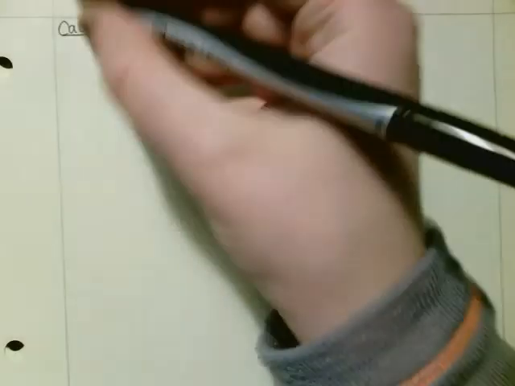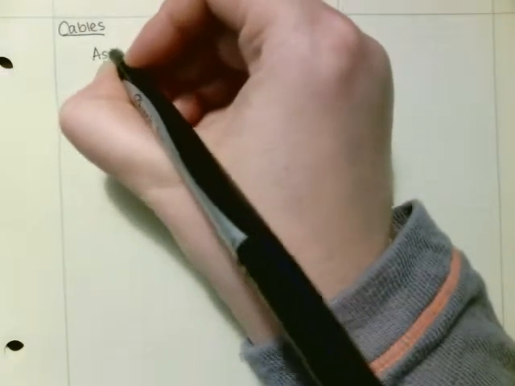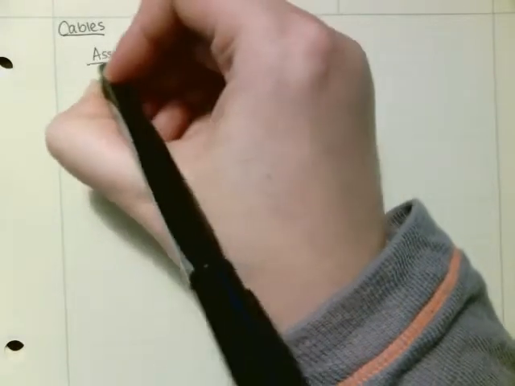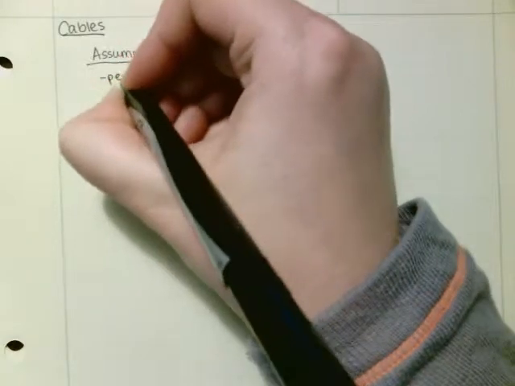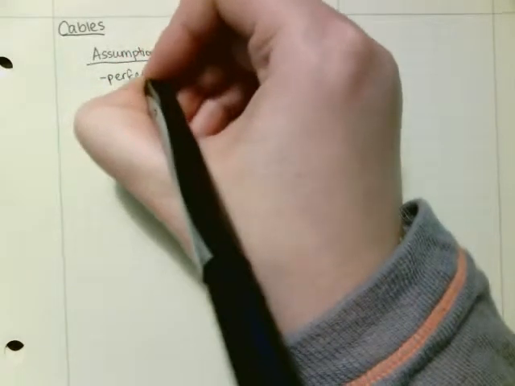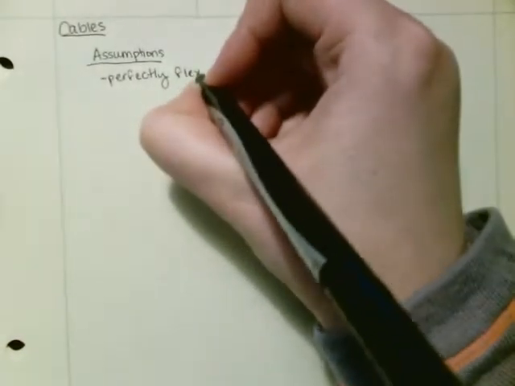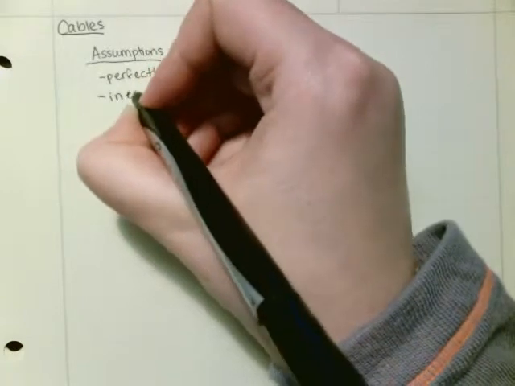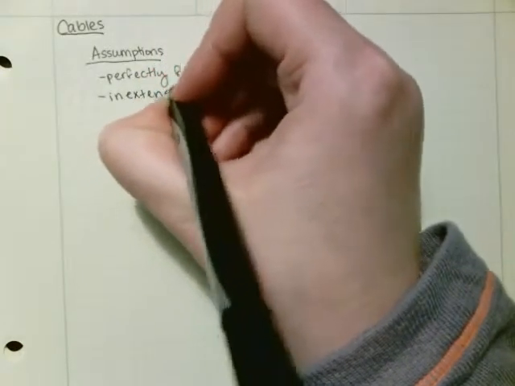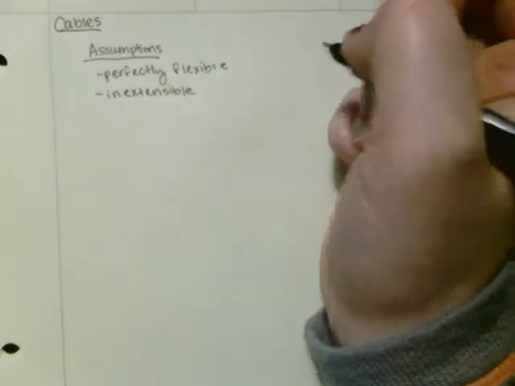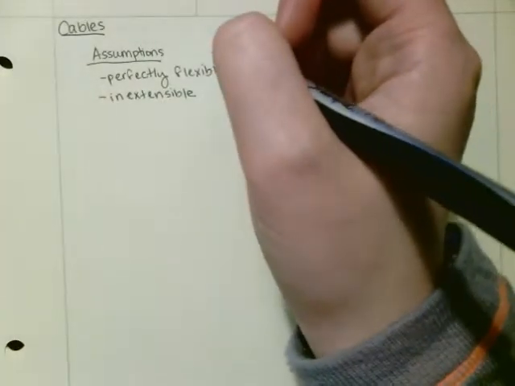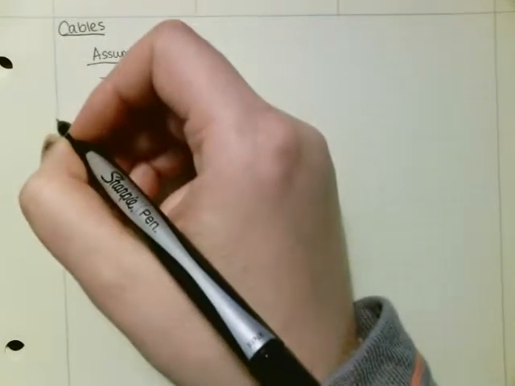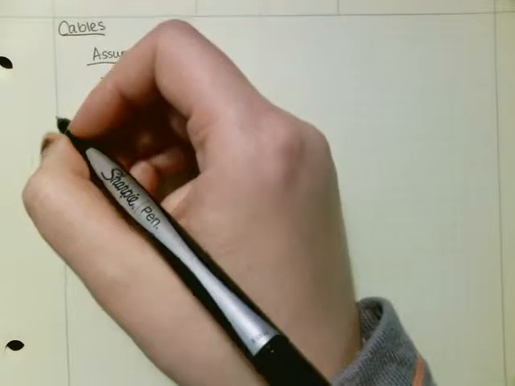Okay, this is cables. So for cables, we need to make a few assumptions. And that is that they're perfectly flexible and inextensible. Alright, so the tensile force acting in the cables is always tangent to the cable at points along its length.